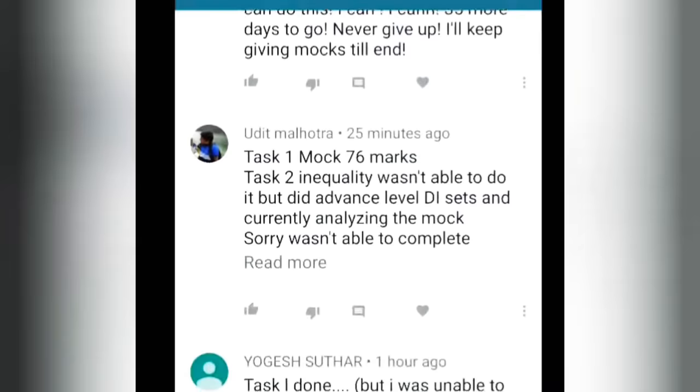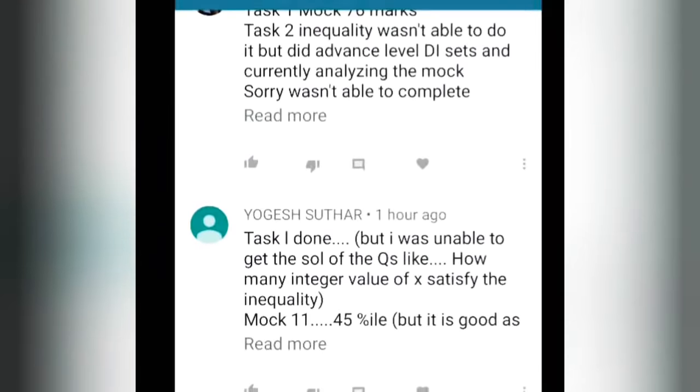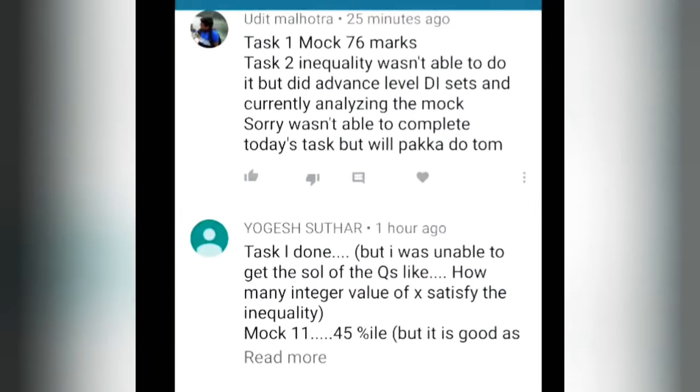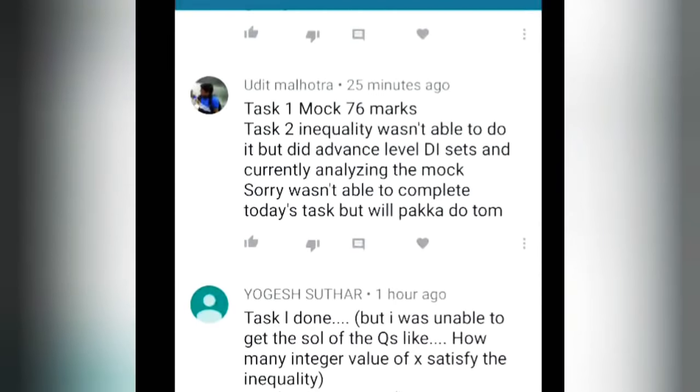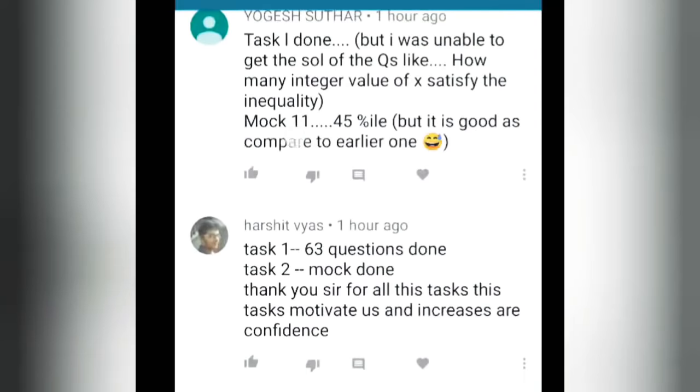Brilliant. So 76 questions, mock 76 marks, great, excellent. "Inequality was not able to solve, but I will do pakka tomorrow." Beautiful. This is the best part of these 2 comments, people are taking ownership of their mistakes. Normally we always put the blame on someone else. Task 1 done, unable to get the solution of the question. Okay, so mock 2, 45 percentile, but it's as good as the other one.